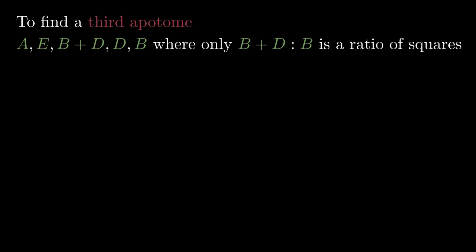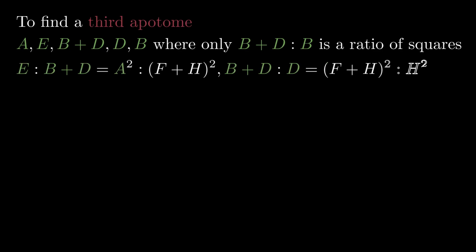In this proposition, we'll construct a third apotome. Let A be rational, and let E, b plus d, and d be whole numbers that do not have ratios of squares with one another. But let b plus d to b be a ratio of squares. Let E to b plus d be proportional to a squared to f plus h squared. And b plus d to d be proportional to f plus h squared to h squared.